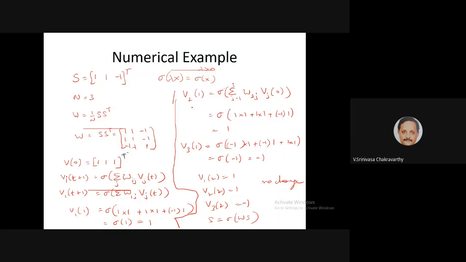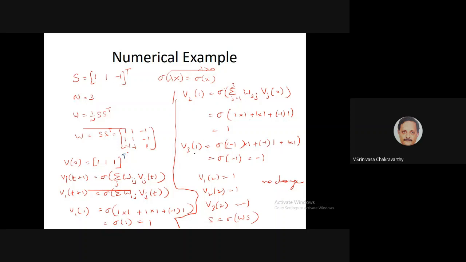So now let me update bit 2. V2 at time 1, if you apply the same rule, will be the dot product between the current state and the second row. That will be 1 times 1, 1 times 1, minus 1 times 1. This is also 1, so there's no change.